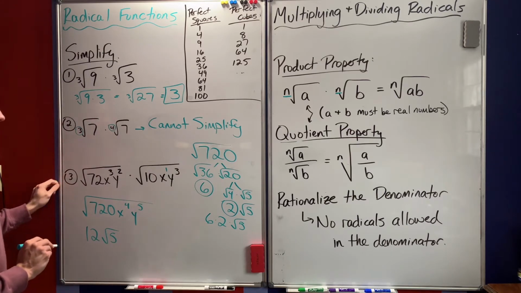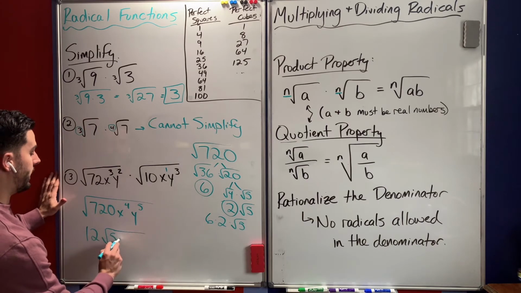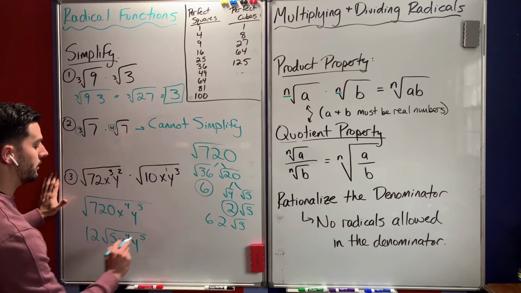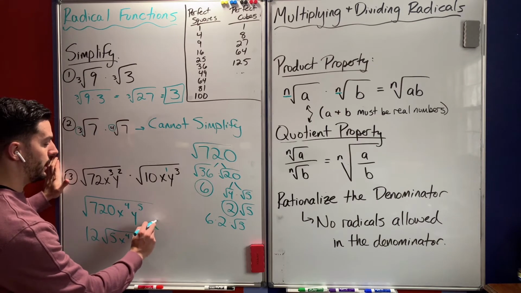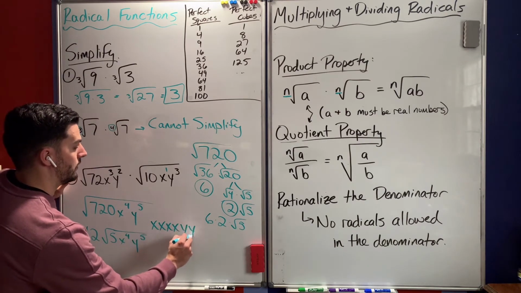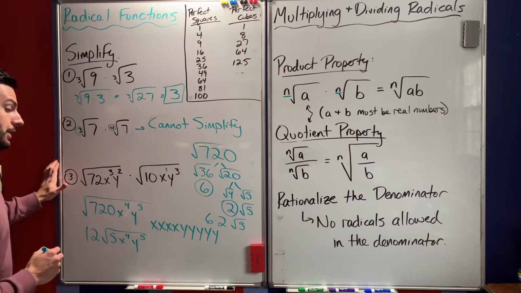And then again, I still have to deal with my variables too, right? So just writing what I have right now, I would have 12 times the square root of 5, x to the 4th, y to the 5th. And again, what we can do with my variables is expand that to say, okay, I have 4 x's and 5 y's under my radical.